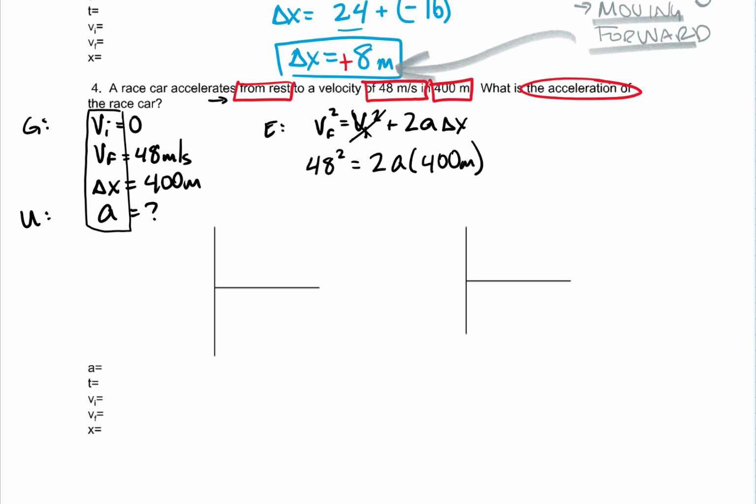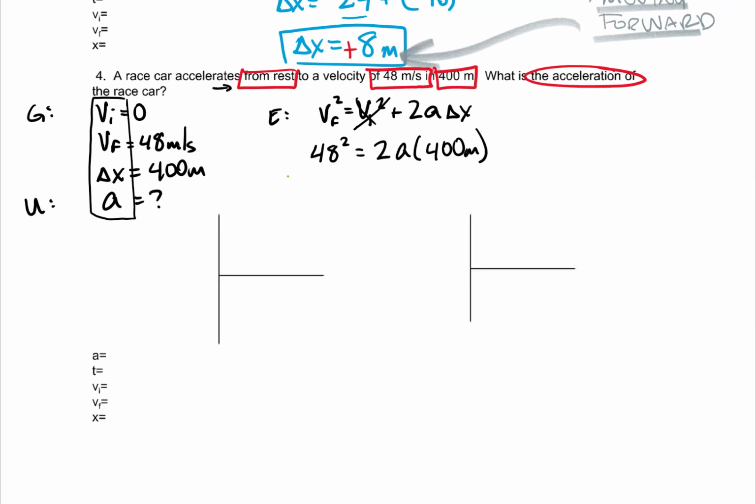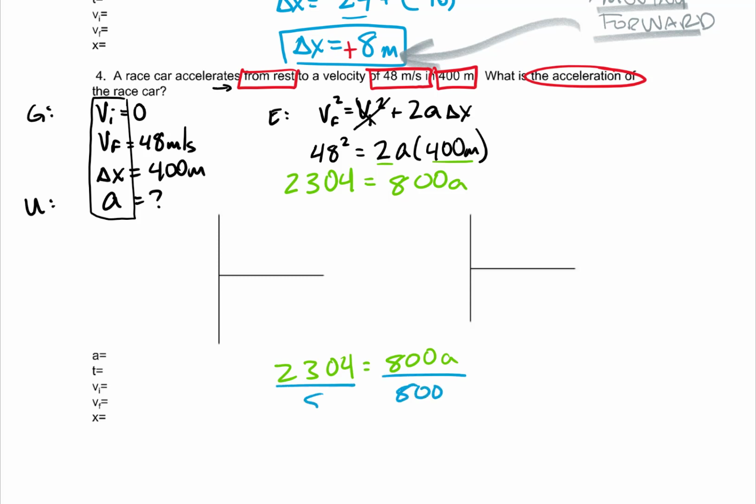So putting that into our calculator, 48 squared is 2,304 is equal to 2 times 400, it's 800 times the acceleration. So let me move that down here. 2,304 is equal to 800 times the acceleration. If we want to solve for the acceleration, we're going to divide both sides by 800. That crosses out, and my acceleration comes out to be 2.88 meters per second squared. See, no negative signs here, so that's going to be a positive acceleration.